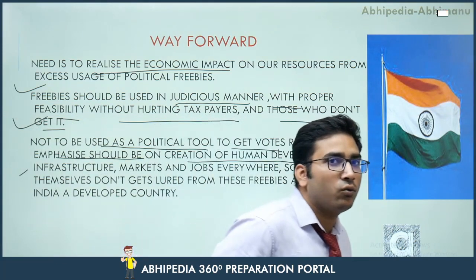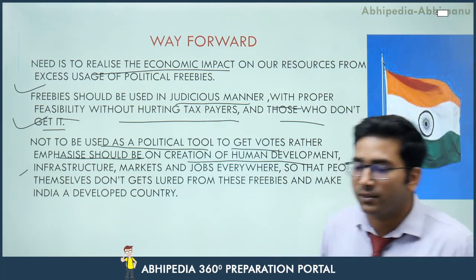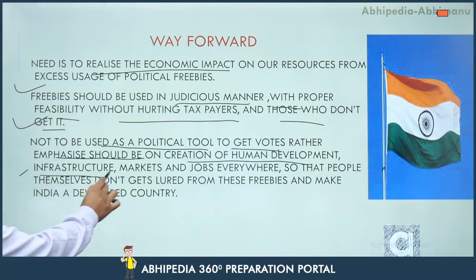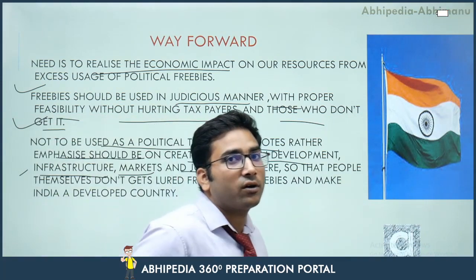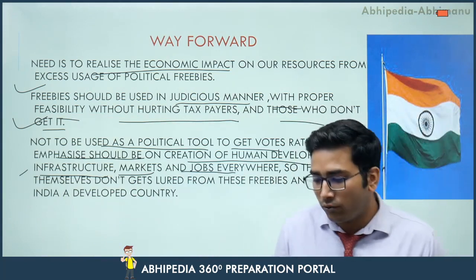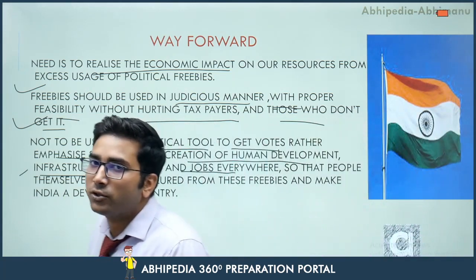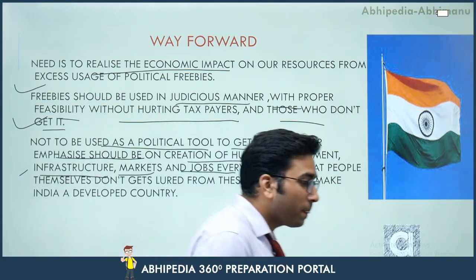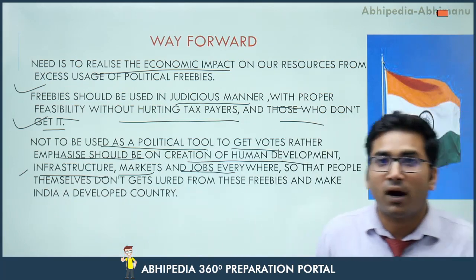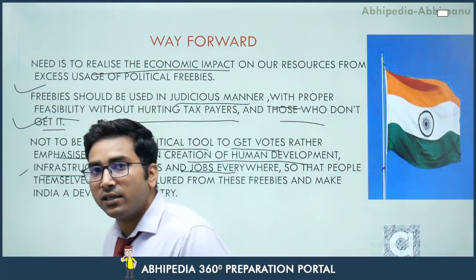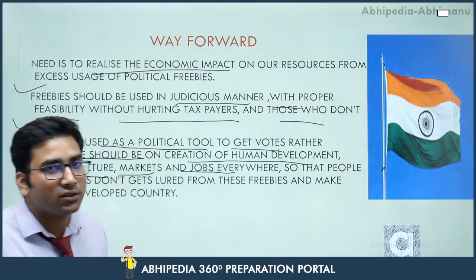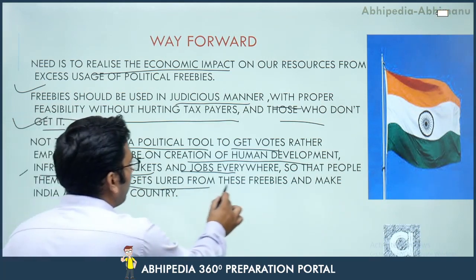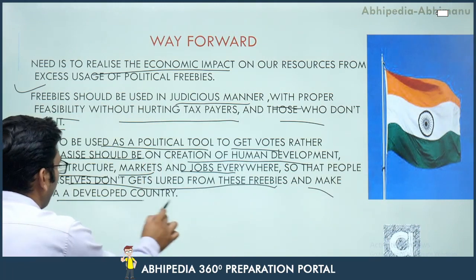What human development? School, education, skills we should provide as political institutions to the citizens of the country. We need to create infrastructure, markets and jobs everywhere so that people do not migrate time and again from their villages to urban areas, and the same level of development should be done in both urban and rural areas. We should now focus on smart villages rather than smart cities, because we already have smart cities but we do not have smart villages, which is a major cause of concern in India's economic development, right? And do not get lured by these freebies; make India a developed country.